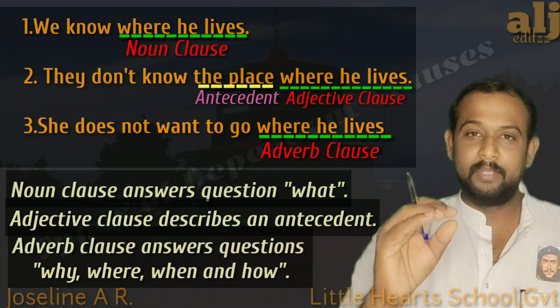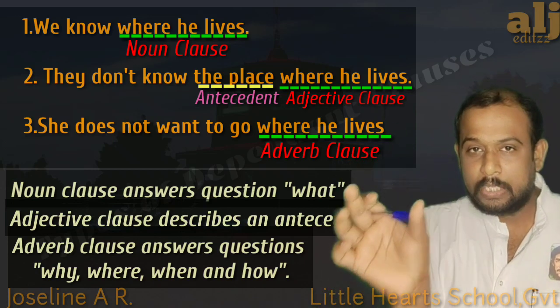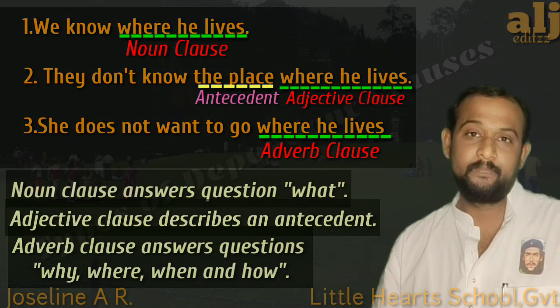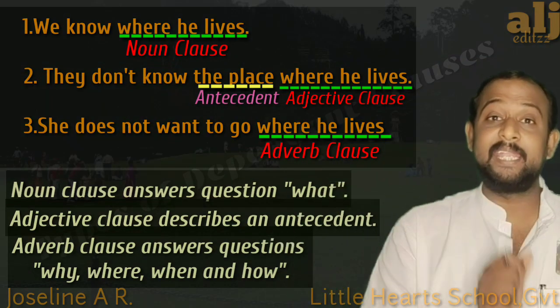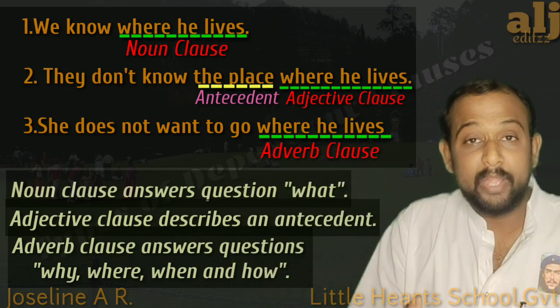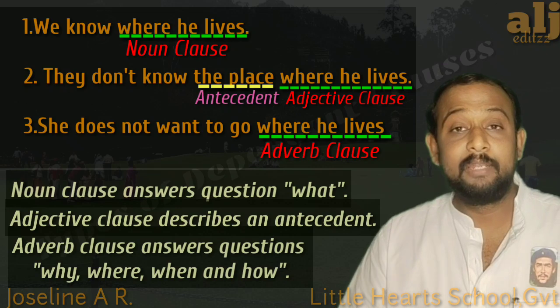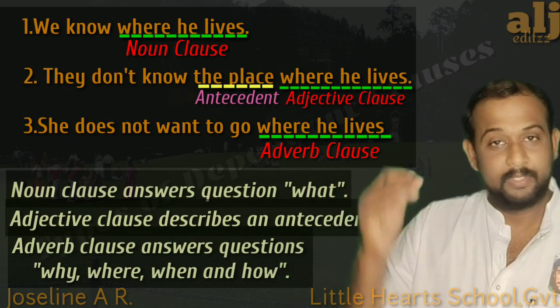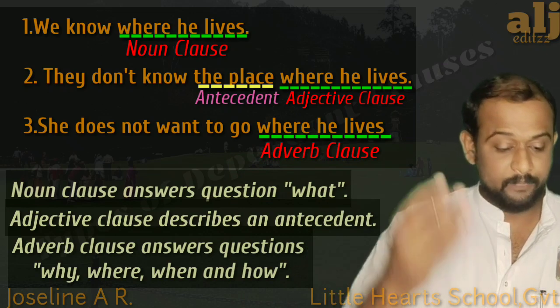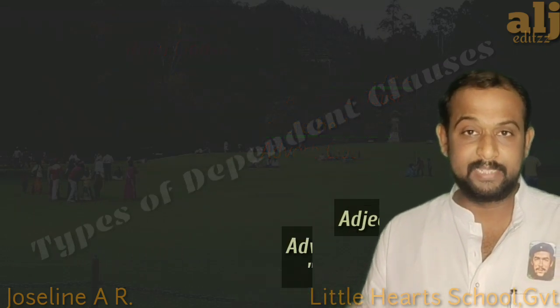Okay. So when a subordinate clause answers what, it is a noun clause. When it describes an antecedent, it is an adjective clause. And when it answers a question when, where, why and how, it will be an adverb clause. Got the point? In this way you have to differentiate the clauses. Okay, let us make it clear with more examples.